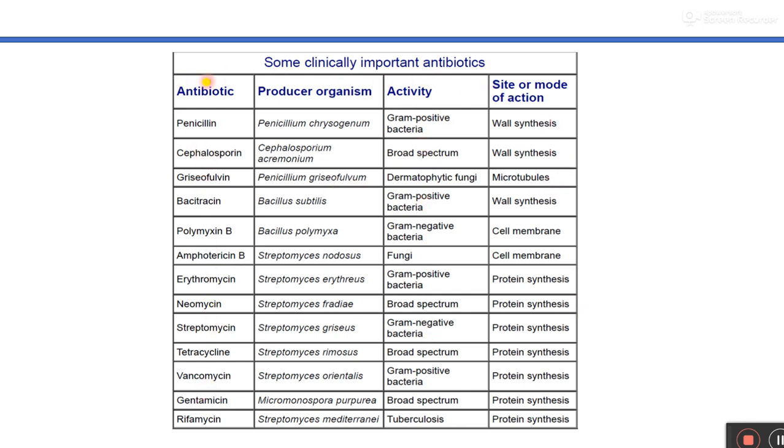So this is a very important table, and try to learn this table very seriously, because lots of questions are usually asked from this table in various competitive exams. So the important ones are penicillin, erythromycin, neomycin, streptomycin, gentamicin and rifamycin.